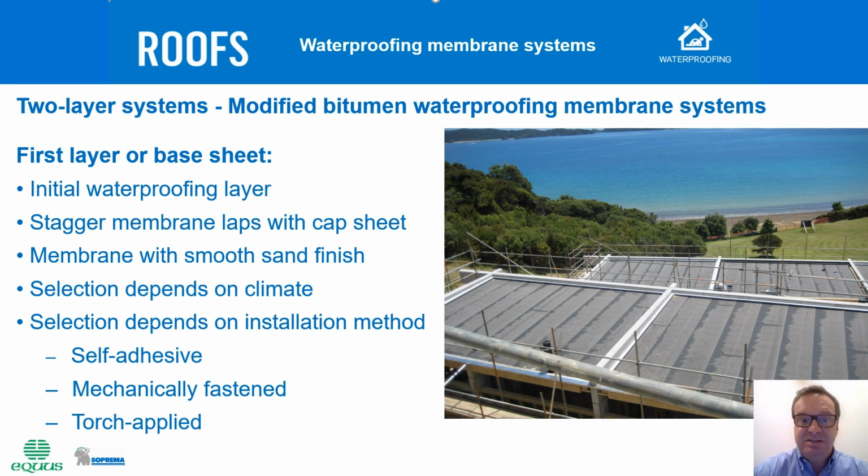The base sheet is installed on top of the thermal insulation as a first layer, which is self-adhered or mechanically fastened. The cap sheet is then installed on top of the base sheet while staggering the laps by two types of installation. One can be the torch-on application method using an open flame, or the flameless self-adhesive method. Both these systems are available in New Zealand.